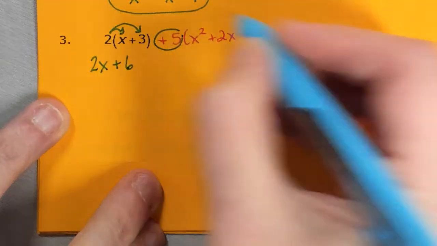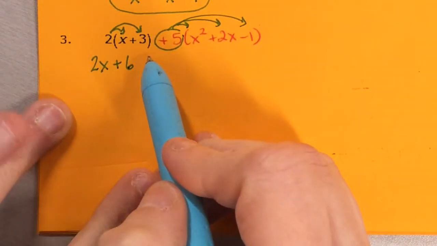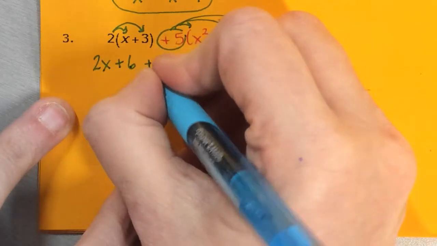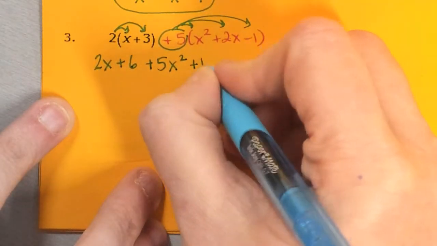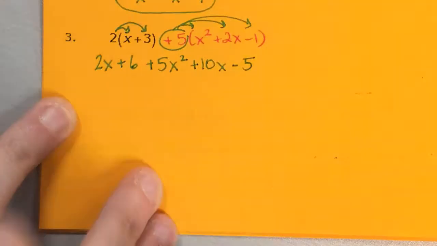Now I'm going to distribute this positive 5 to everything inside this parentheses. Remember, I stopped distributing when I hit the end parentheses. So positive 5 times x squared is 5x squared. Positive 5 times 2x is positive 10x. Positive 5 times negative 1 is minus 5.